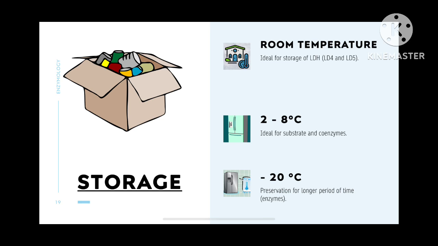Another factor that could affect enzymatic reactions would be the way we store our samples for enzymatic analysis. So negative 20 degrees Celsius is the storage temperature for a longer period of time. 2 to 8 degrees Celsius, or refrigeration temperature, is ideal for substrate and the coenzymes, while room temperature is ideal for storage of lactate dehydrogenase enzyme. That's for LD4 and LD5.